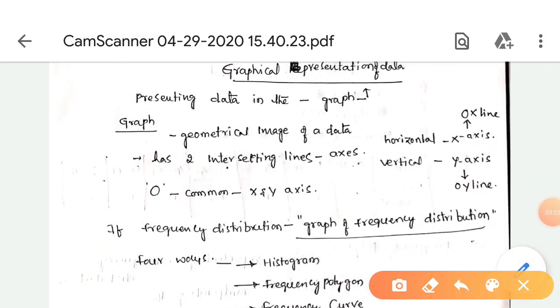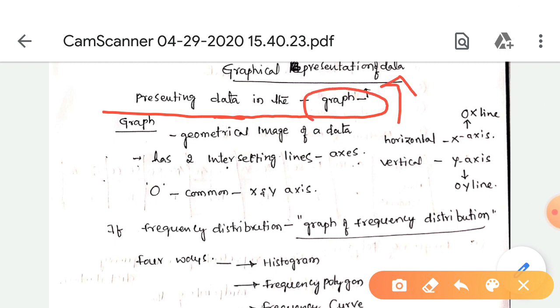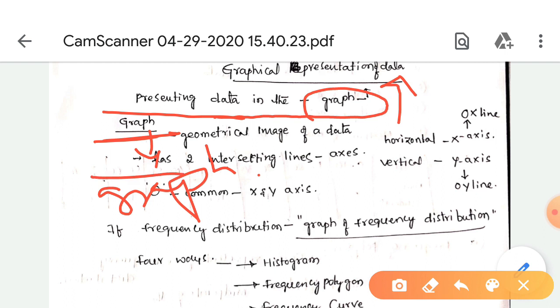So graphical presentation of data means presenting the data in the form of graphs, and here we use a graph drawn on graph paper. The graph has two intersecting lines called axes, one is the x-axis and the other is the y-axis. The common point is O.